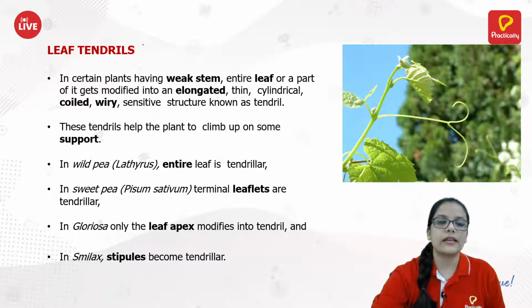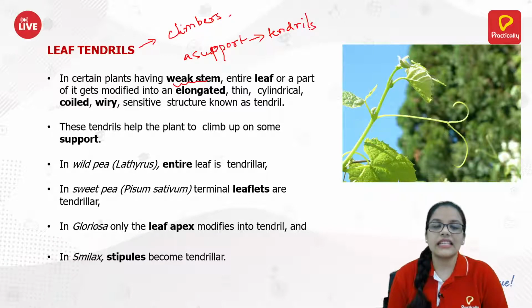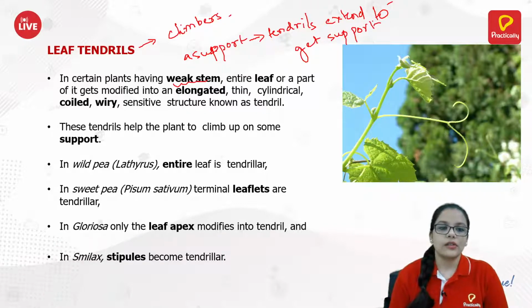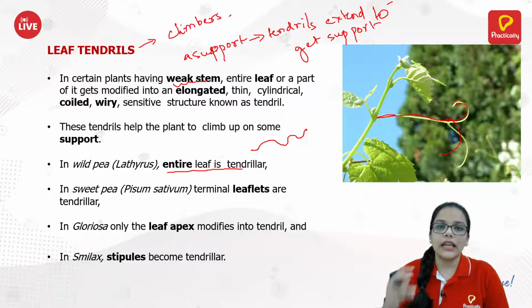Then there are tendrils. Basically, tendrils are used in case of climbers. So when the stem is actually weak, but the plant has to grow, a support is required. So for that support, the tendrils extend to get a support. Sometimes in wild pea, the entire leaf is tendrilar. Like the entire leaf system will just be tendrils only. In sweet pea, the leaflets are tendrilar. Like here, this structure will be tendrilar. They have different things.